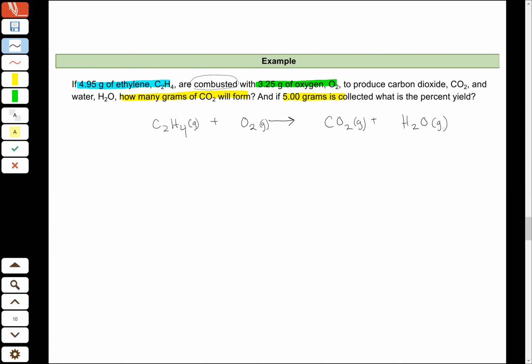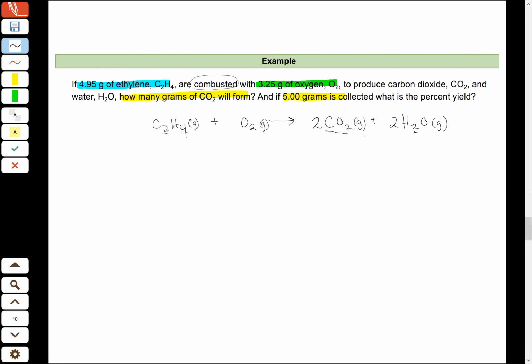We can balance it. Now I've got 2 carbon on my reactant side, so I'll put a 2 coefficient in front of my carbon dioxide. I have 4 hydrogen on my reactant side and 2 on my product side, so I'll put a 2 coefficient in front of my water as well. So now I have 4 hydrogens on my product side.